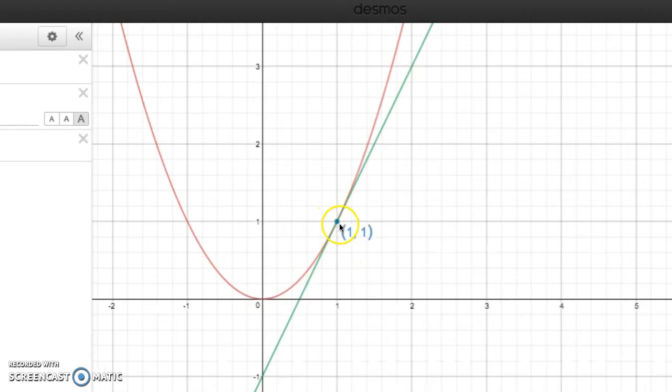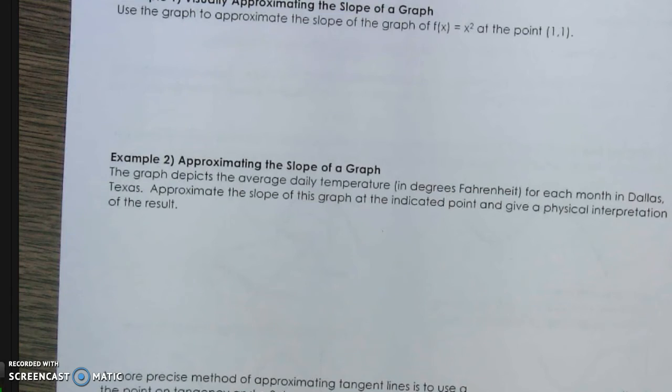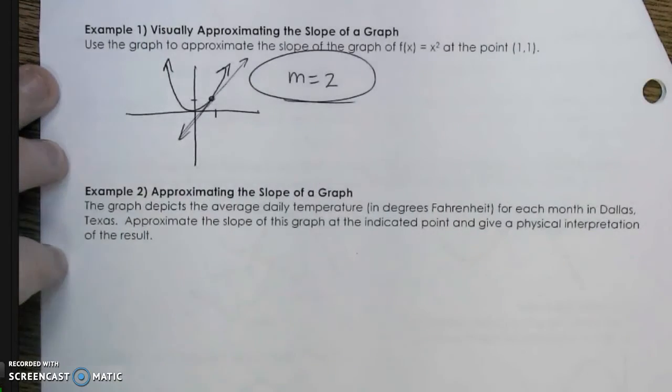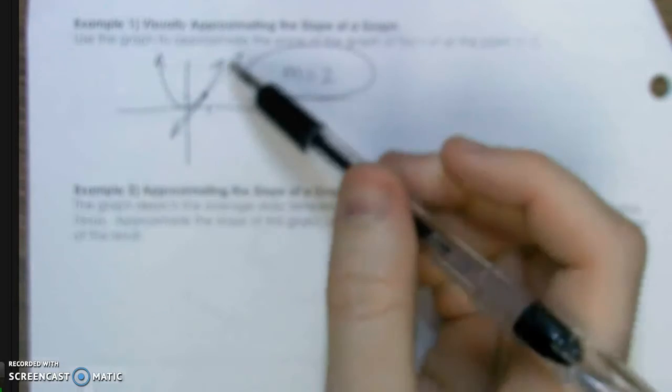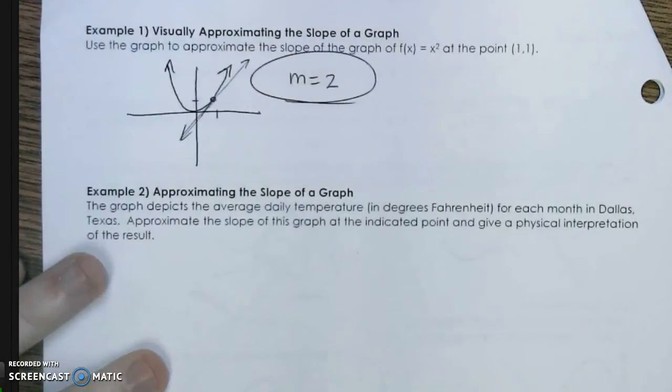We can see on the line, if we take one step to the right, so from 1 to 2, we're going from 1 to 3. So we take one step to the right and we're taking 2 steps up. So 1 box over, 2 boxes up. That is a slope of 2, the approximation of the slope at (1, 1). So we've got a parabola with a tangent line, and our tangent line had a slope of 2.